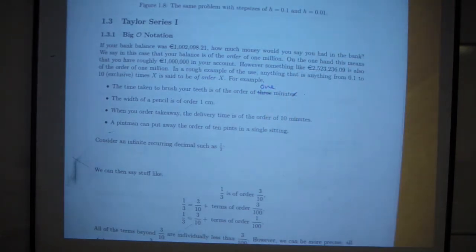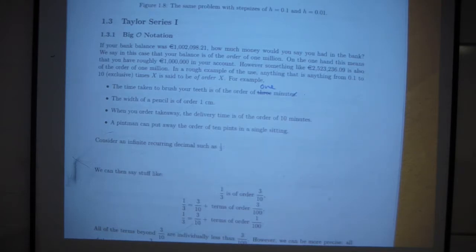Everyone brushing their teeth is doing it for probably between half a minute and 5 minutes. It's a multiple of a minute. The width of a pencil is of the order of 1 centimeter. When you order takeaway, the delivery time is of the order of 10 minutes. It's usually some multiple of 10 minutes. It might be half an hour, which is 3 times 10 minutes. If it's 25 minutes, it's 2.5. This is a kind of rough thinking. And a pint man could put away the order of 10 pints in a single sitting.